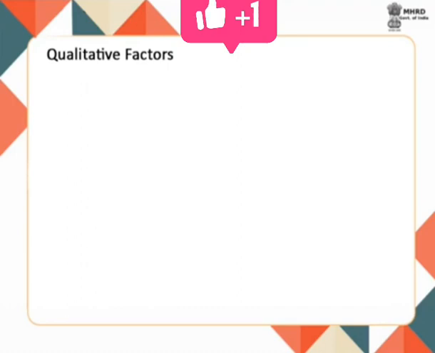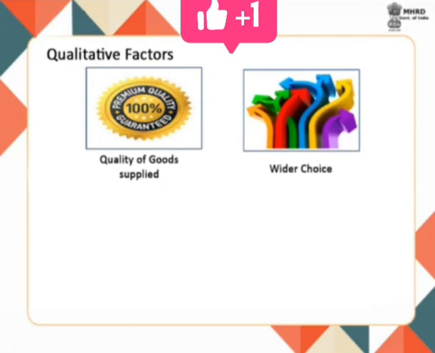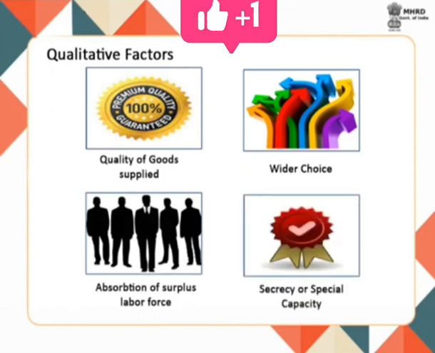Qualitative factors include: number 1, quality of goods supplied by the vendor; number 2, the facility of wider choice in case of buy decisions; number 3, surplus labor force to be absorbed; 4, if secrecy or special quality is to be maintained, then even if the making cost is higher, the company would make rather than buy it.